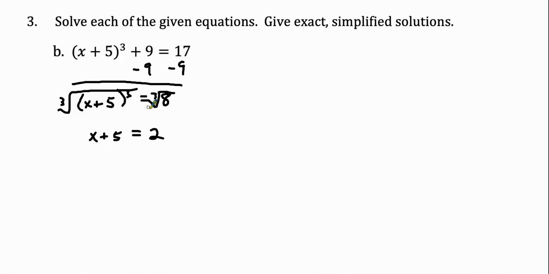Now remember, whenever we are taking a cube root, this is not plus or minus. That's only when we are taking an even root, like a square root, a fourth root, and so on. So I just have one last step to get x by itself, subtract the 5 over, and we get negative 3.